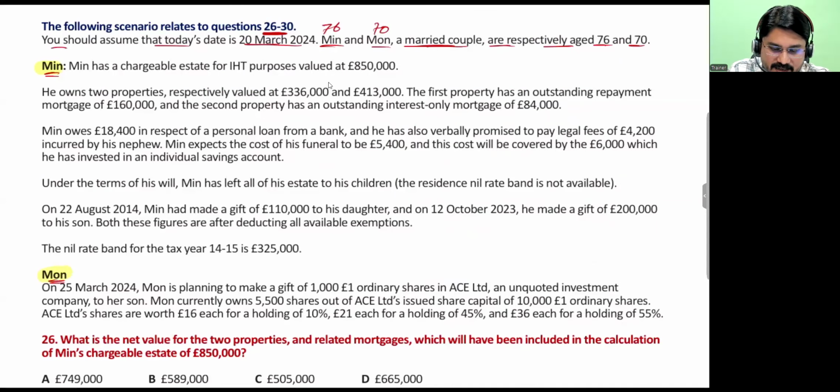Let's read the scenario. Min has a chargeable estate for IHT purposes valued at 850,000. Min's chargeable estate is directly given as 850,000. He owns two properties respectively valued at 336,000 and 413,000. The first property has an outstanding mortgage of 160,000 and the second property has an outstanding interest-only mortgage of 84,000.